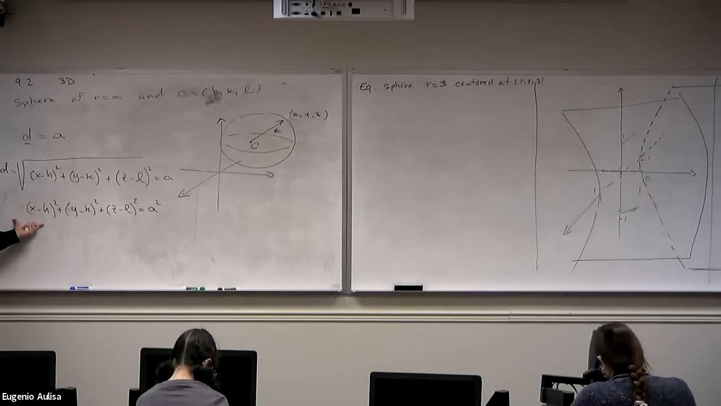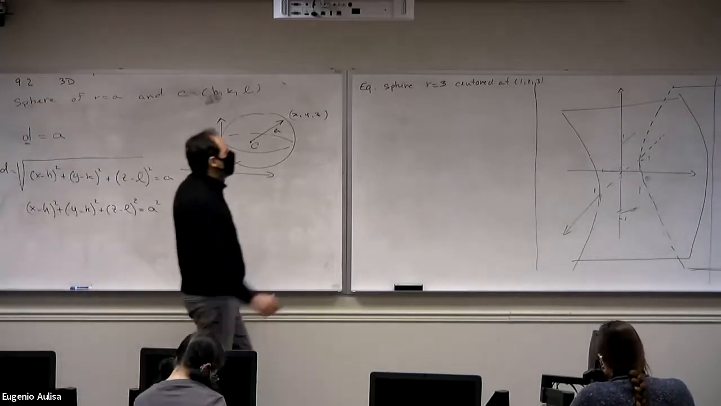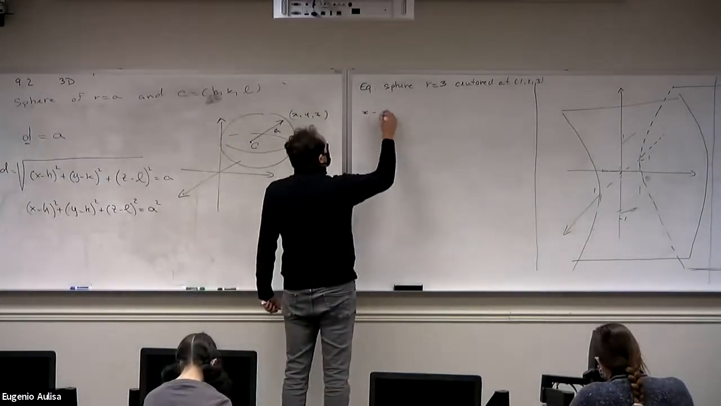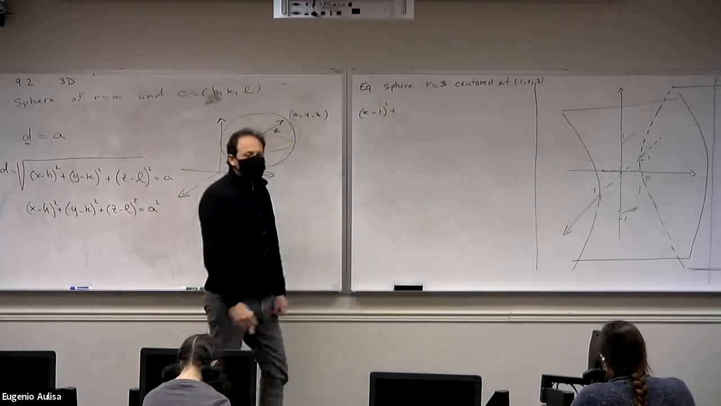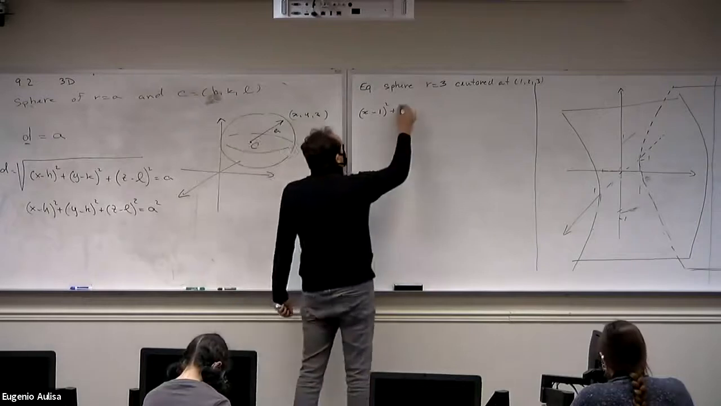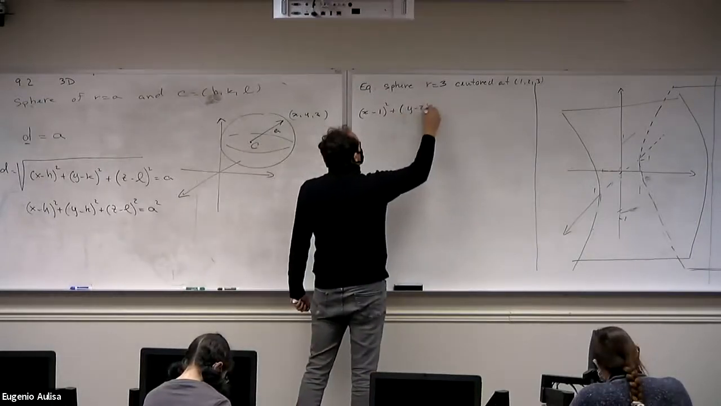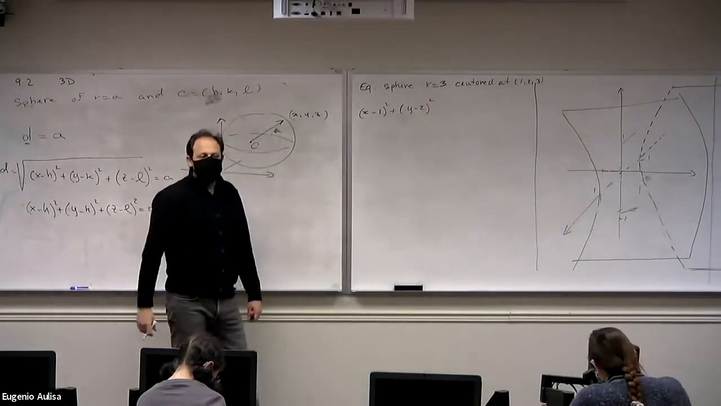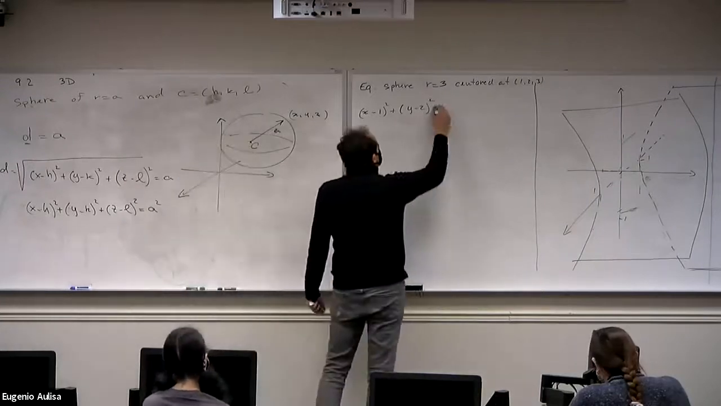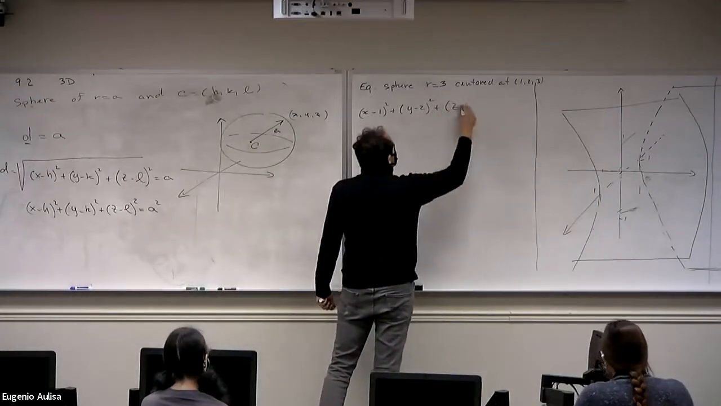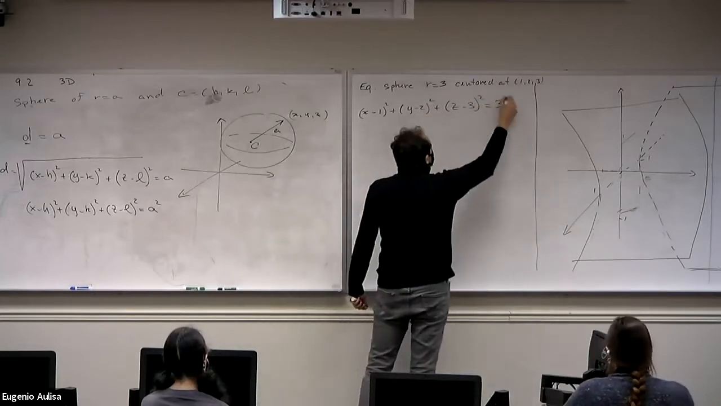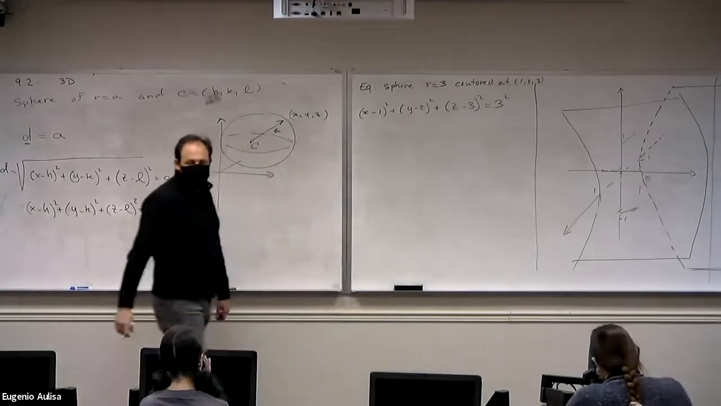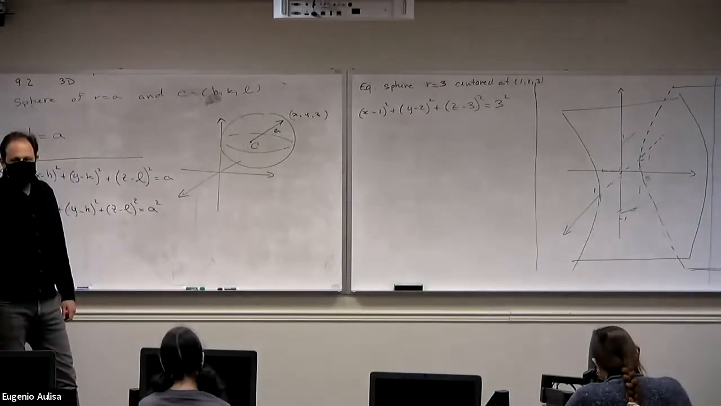We have the coordinates of the center. We have the radius. So it's going to be (x − 1)² plus (y − 2)², everything squared, binomial square, plus (z − 3)², binomial square, equals radius squared. That's it. Very simple.